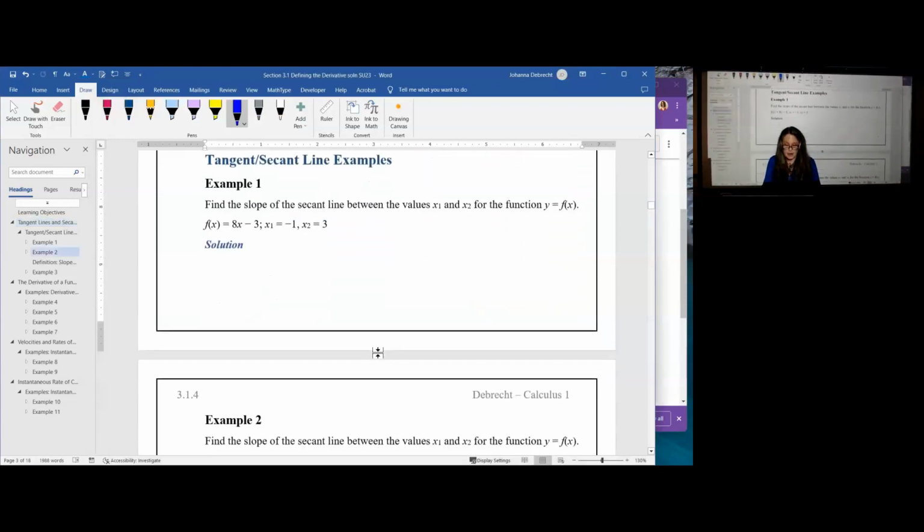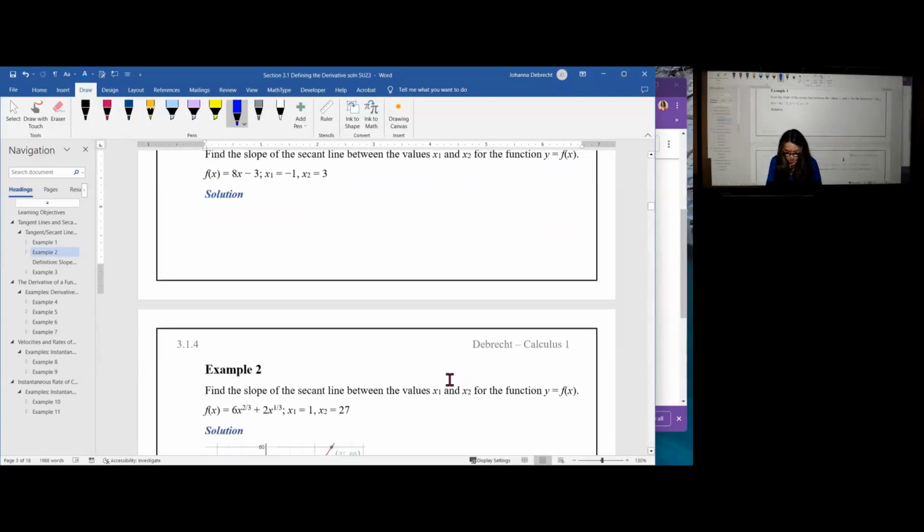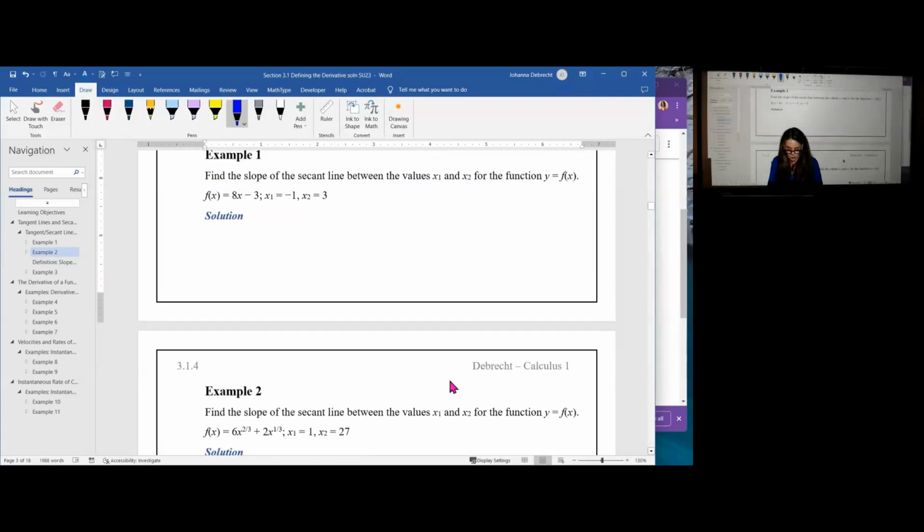Let's work an example now, just to make sure that we all remember how to compute the slope of the secant line. On this particular one, I want you to go ahead and work both example 1 and example 2 to find the slope of the secant line connecting the ordered pairs x1, f of x1, and x2, f of x2. Then turn the video back on and we'll compare our results.